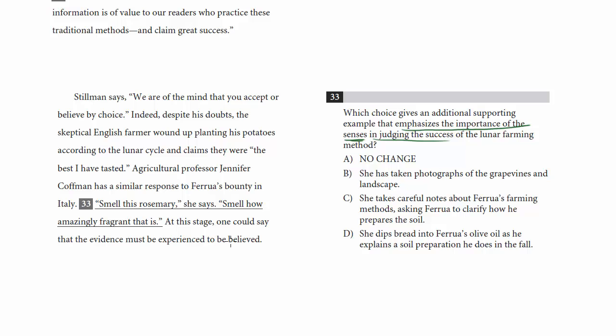experienced to be believed. So we look at the original and notice we want something about the senses. And this is talking about the senses and about how great the rosemary that's been grown smells. And presumably, if we had read the whole passage, we would have seen that this is kind of a function of these lunar methods. So actually, the original looks pretty good. It's pretty specific, and it talks about the senses, which is the key. It talks about the sense of smell. So that looks pretty good. Let's look at the rest, though.